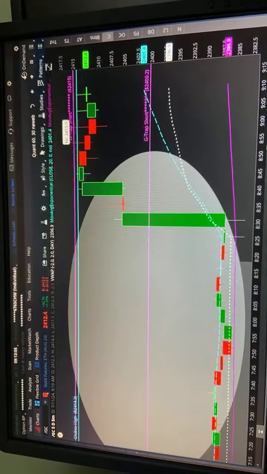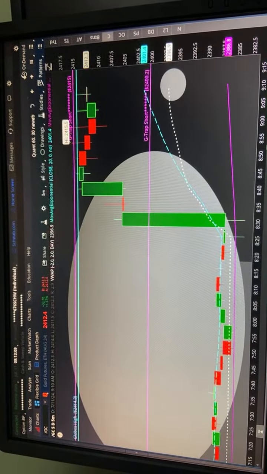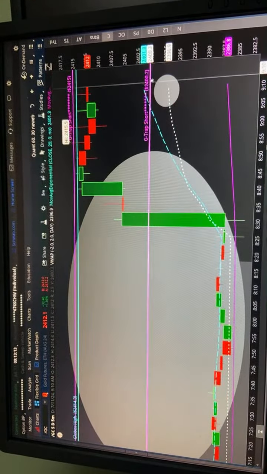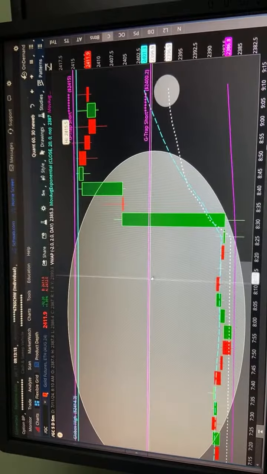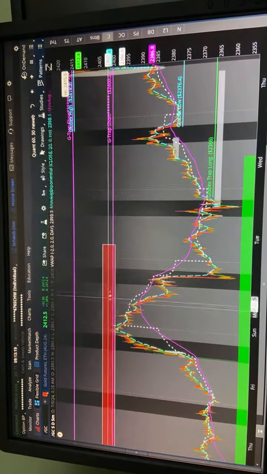And I'd use VWAP. This white dashed line right here is VWAP, volume weighted average price. That is going to provide a guide as well. Now, 2400 was a supply zone. At some point that worked out, not too long ago, and then we just broke that.